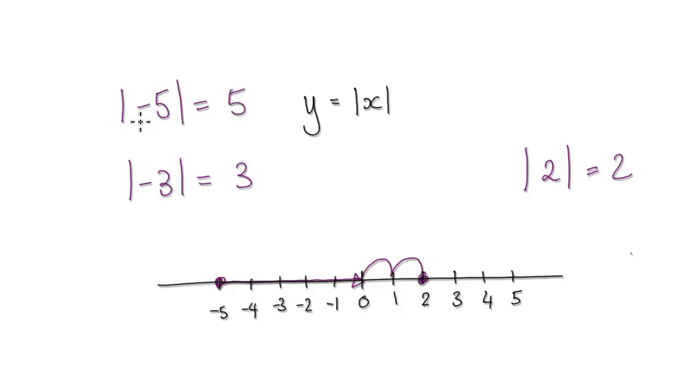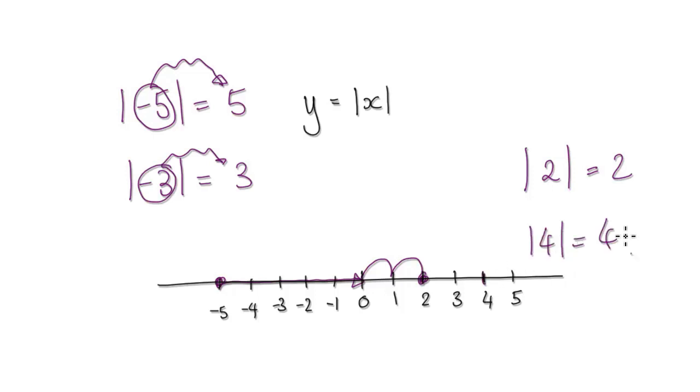So really, in effect, you ignore the negative sign. So this negative 5 really becomes a 5. This becomes a 3. When it's already positive, so for example, absolute value of 4, it is still 4 because it's 4 away from the origin.